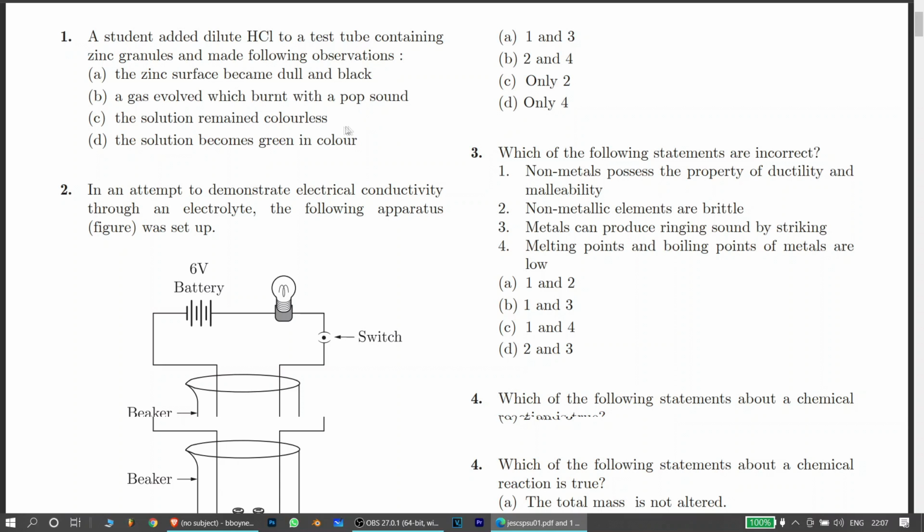So out of these, first of all, you should know the reaction which takes place, which goes like zinc when reacts with hydrochloric acid gives ZnCl2 zinc chloride plus H2 gas, right? So this is the reaction that takes place. Now, what we can see over here is that hydrogen gas is evolved during the process. And we know that hydrogen gas evolves with a pop sound, right? So here we can see that option B is the correct one. I hope this is clear to all of you.